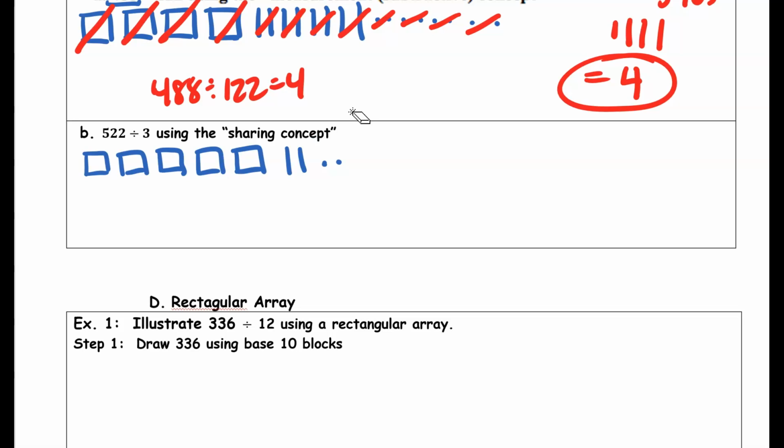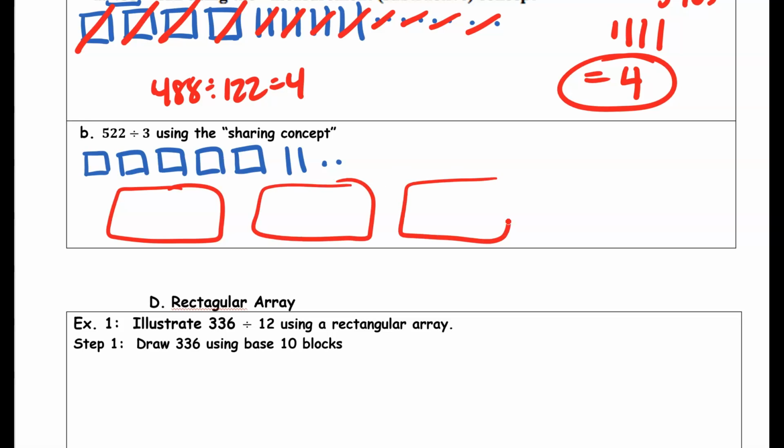So with this one, I'm going to make 3 groups. I'm going to use a different color. Here's a group, here's a group, and here's a group. And I'm going to try to divvy those up amongst those 3 groups. So this is what I'm going to do.